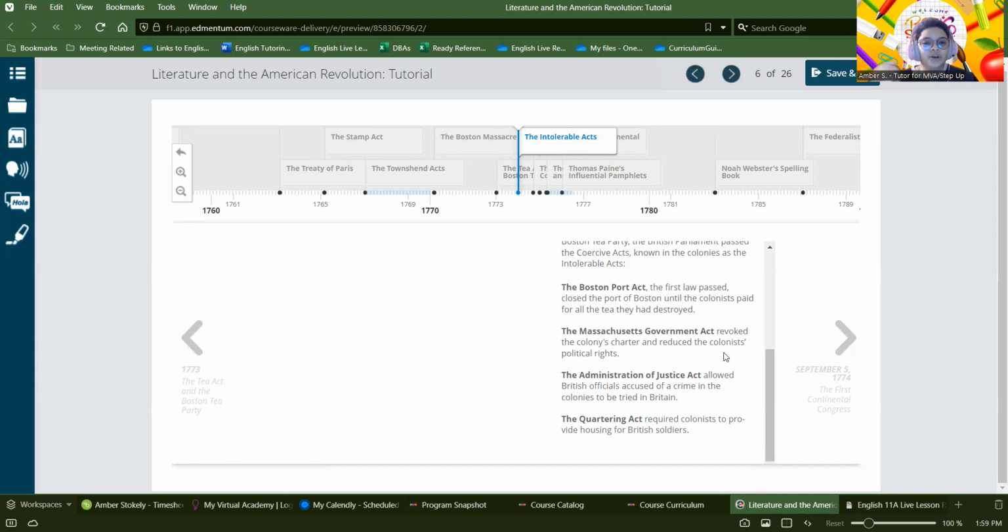And the last one is the Quartering Act. It says this required colonists to provide housing for British soldiers. So remember, we were talking about how the British soldiers were being paid really badly and a lot of them had to get extra jobs. This law, quarters as in a place to stay, right? Military places will have a saying like go back to your quarters, things like that. Quarters used to be like barracks where people are housed. So the Quartering Act means basically a housing act.